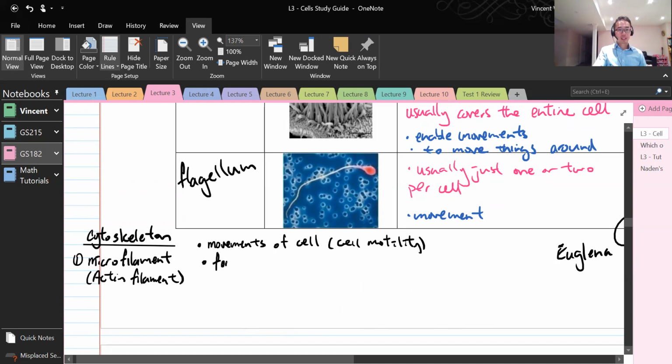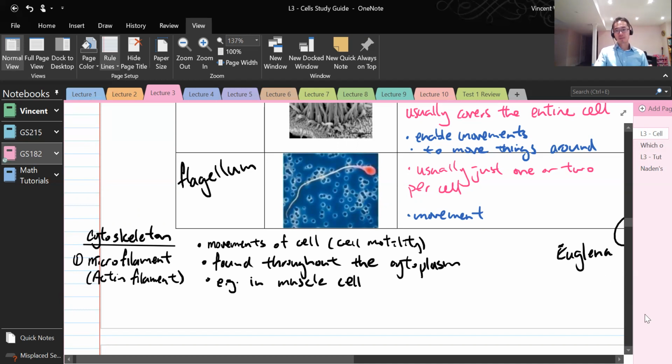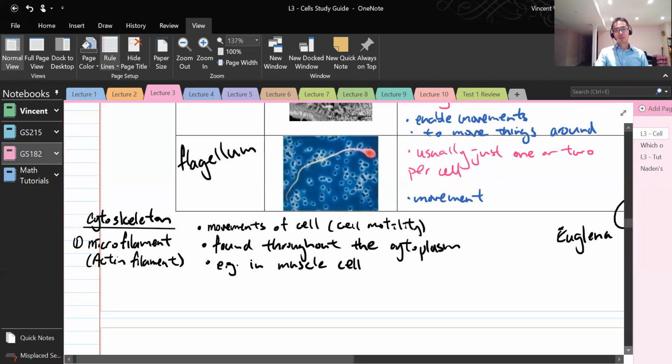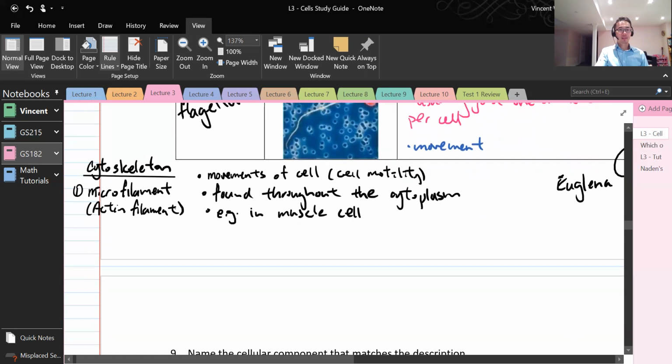We'll find actin filament throughout the cell, the cytoplasm, and for example in muscle cells. There are two major types of proteins in your muscle. One of them is actin. The other one is myosin, if you want to know. Okay, so another cytoskeleton. Anybody know another example of cytoskeleton that we talked about?